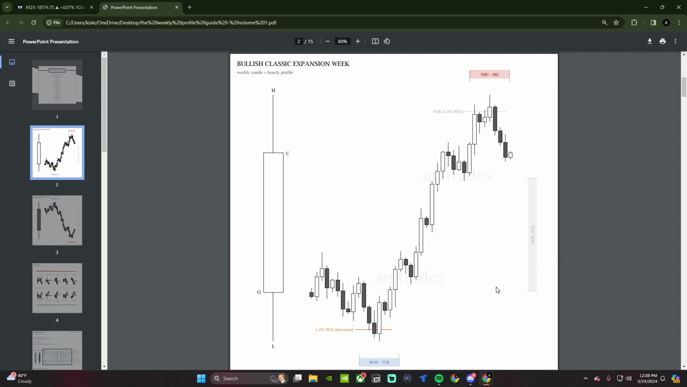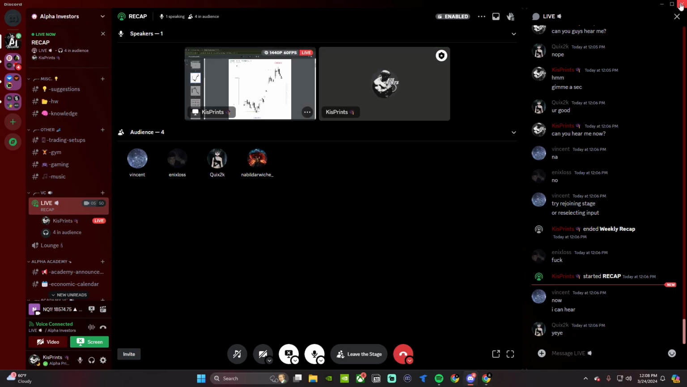So, as we can see here, we want to be looking for PD arrays in discount at the beginning of the week for a draw on liquidity for the low of the week. Typically, you want to see it form on a Monday or a Tuesday, primarily on the Tuesday. You'll find Tuesday, Wednesday, Thursday create the expansion of the weekly candle.